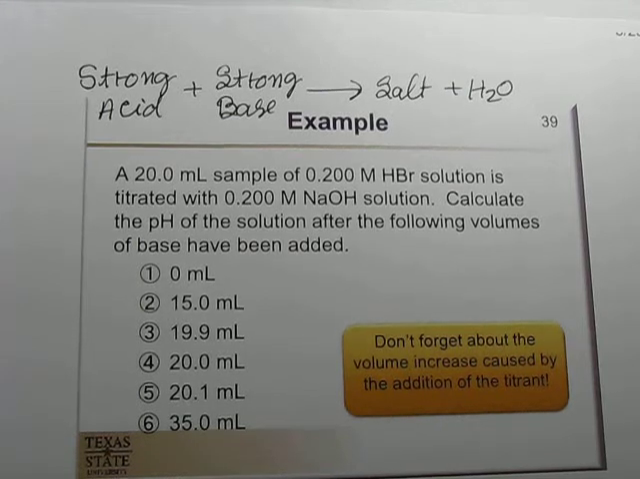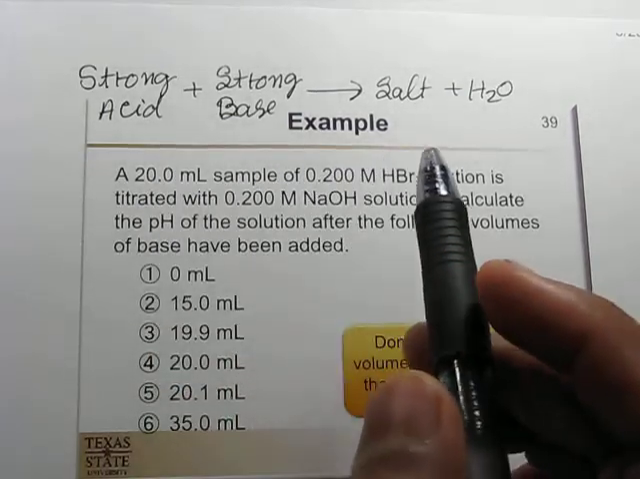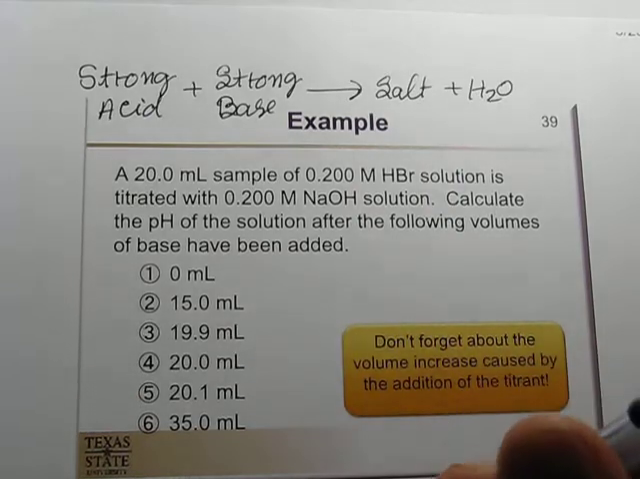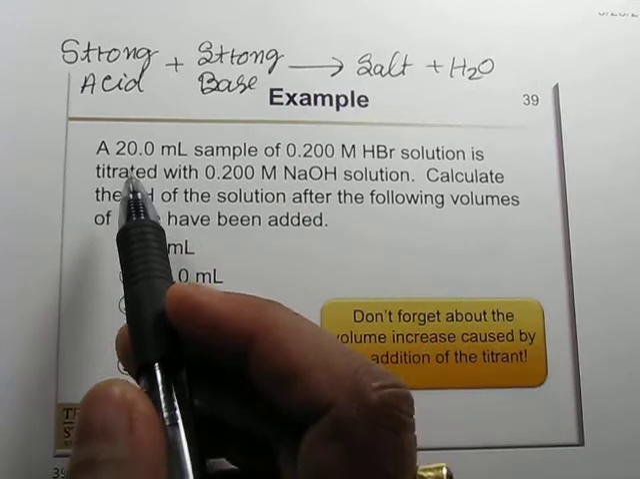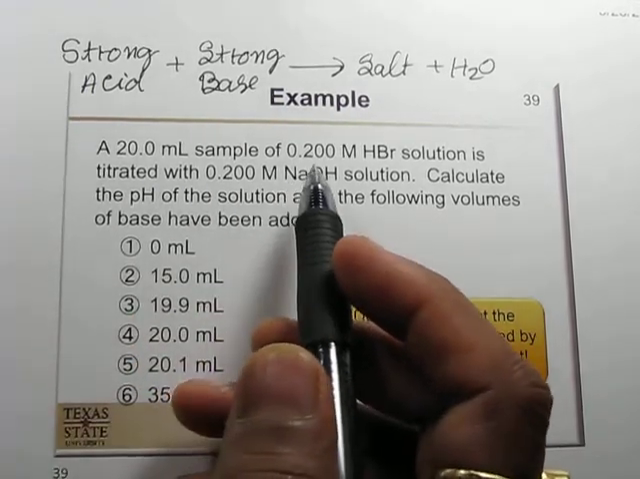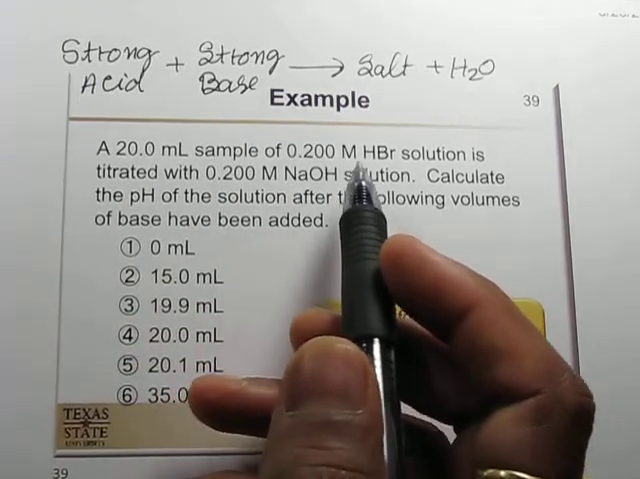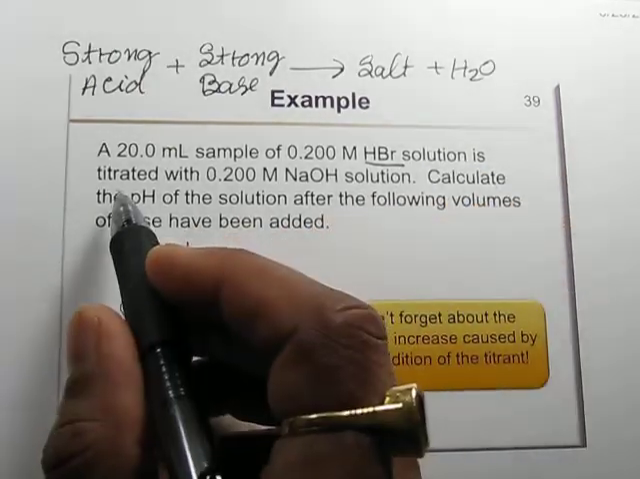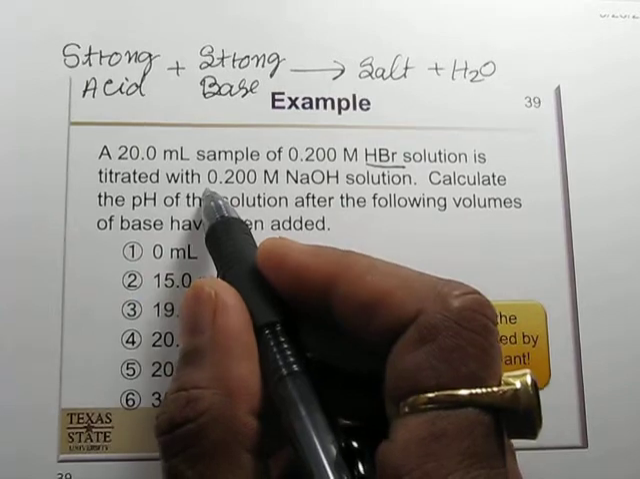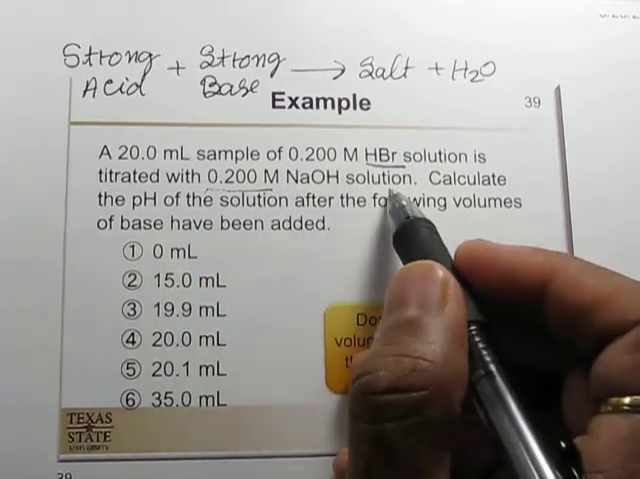So here is one example for the strong acid strong base titration, and let's see how we can calculate the pH in a different addition. A 20 ml sample of 0.2 molar HBr, HBr is a strong acid, and the solution is titrated with 0.2 molar sodium hydroxide solution.